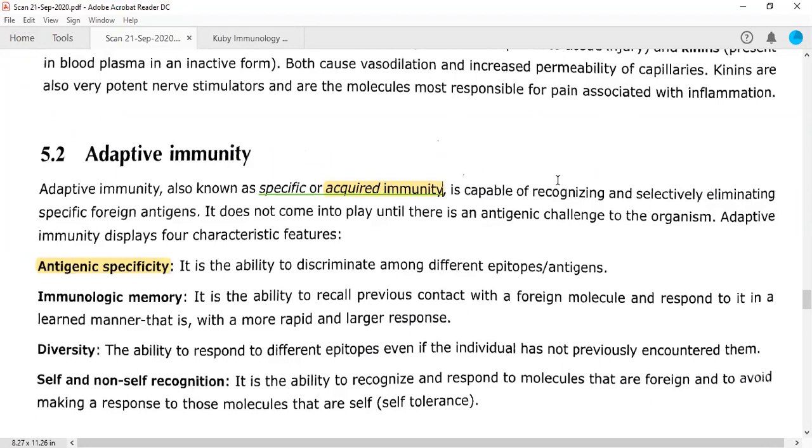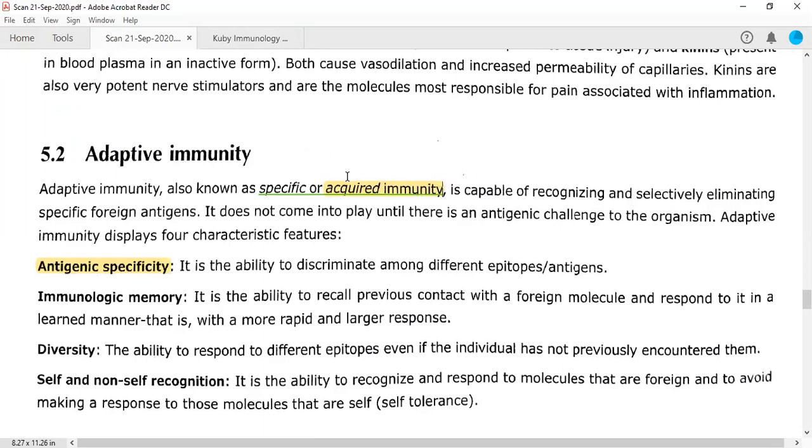So they are showing the maximum diversity. All right. So all these things, if you go into the previous lectures, you will find everything we have discussed. Now, the second property of adaptive immunity: because it is very specific, it is capable of recognizing a vast array of foreign, antigenic challenges. So it does not come into play until and unless there is an antigenic challenge.